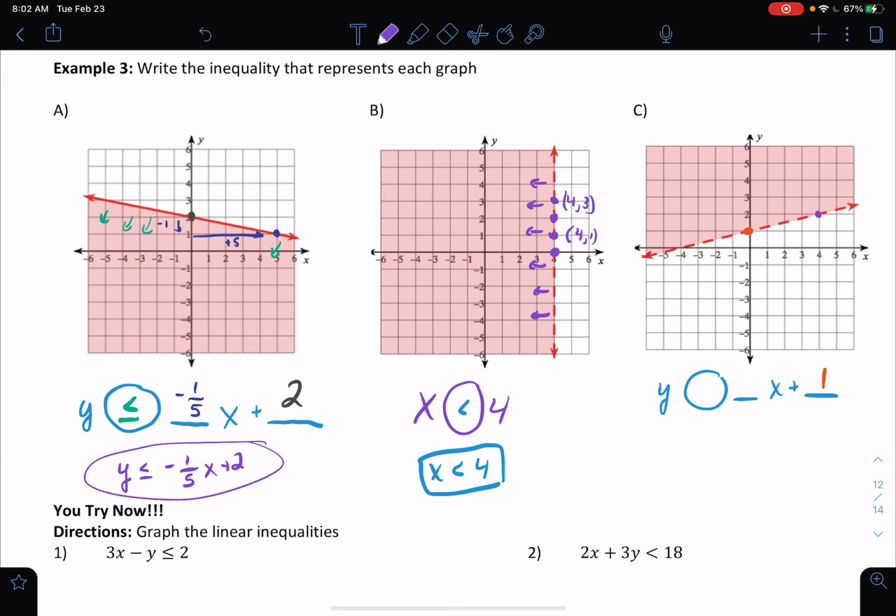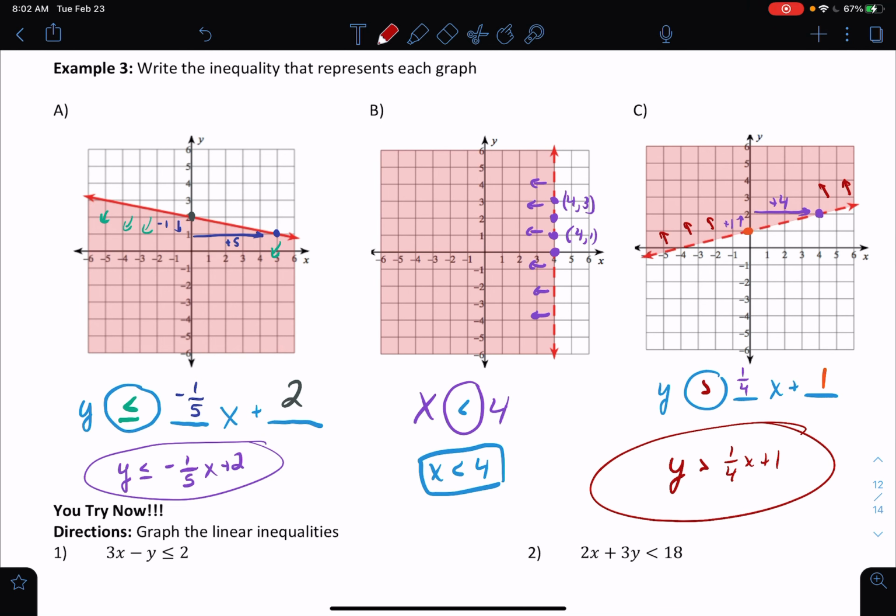Let's see. Here's another point. So I go up 1 to the right 4. So my slope is going to be 1/4. And then it's a dashed line, and it's shaded above the dashed line. So that's going to look like y is greater than 1/4 x plus 1. So our final answer: y is greater than 1/4 x plus 1.